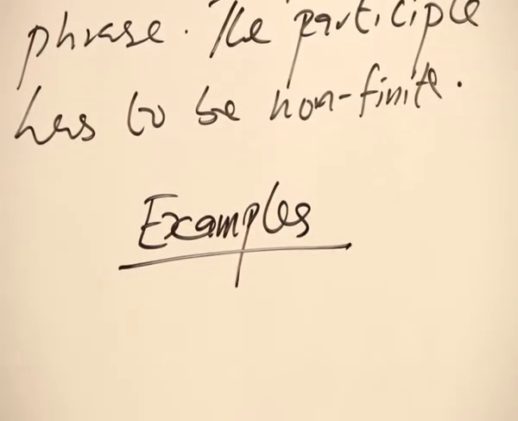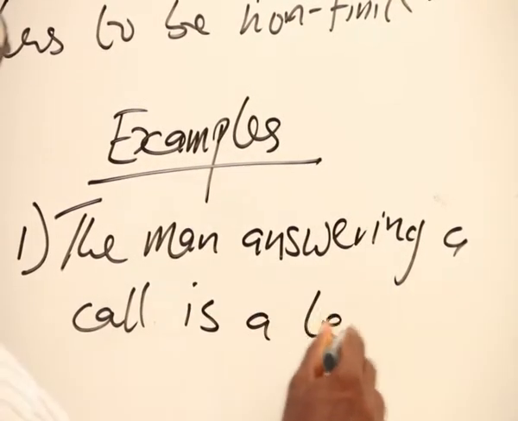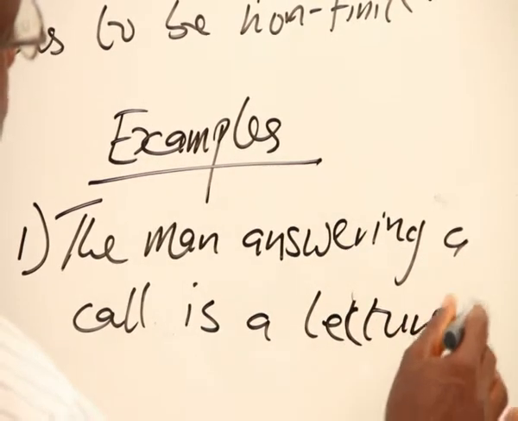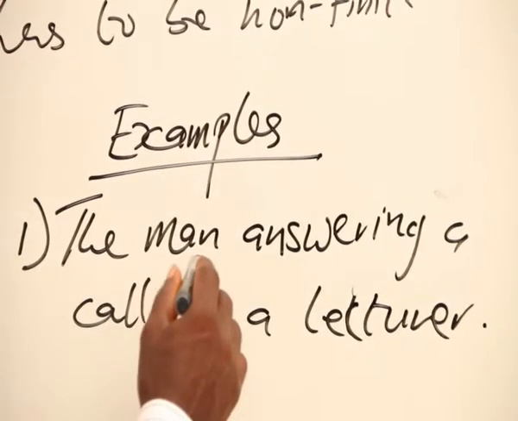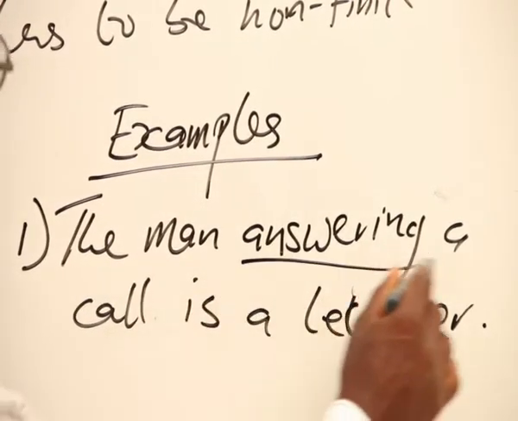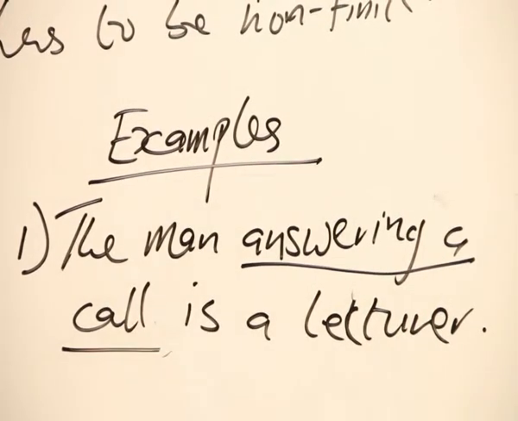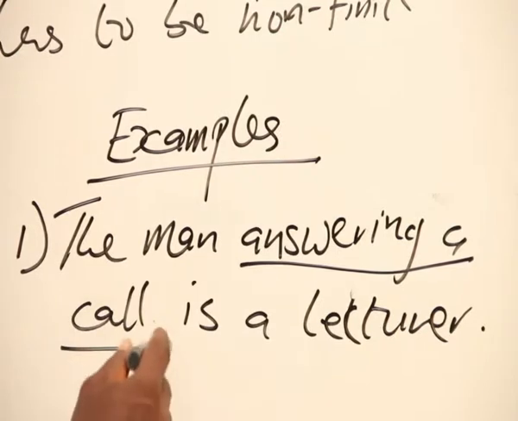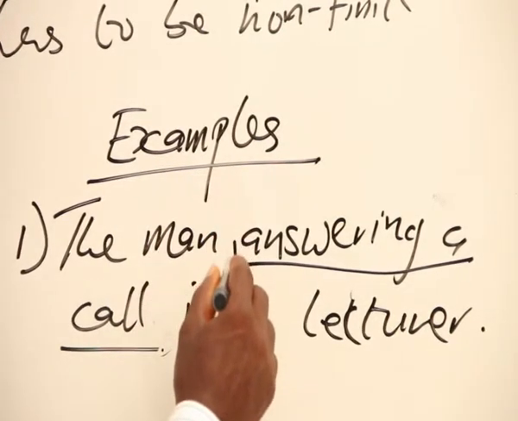Example 1: The man answering a call is a lecturer. Our participial phrase is answering a call. Now, if you take a look at this sentence, from this point to this point actually is a noun phrase. But we're taking off from here.